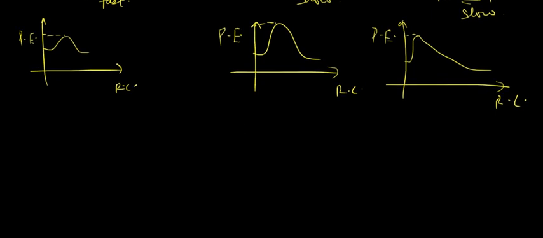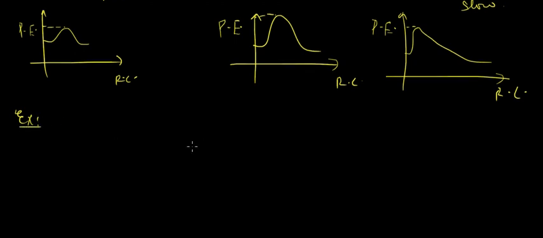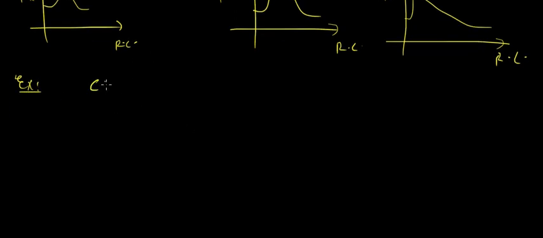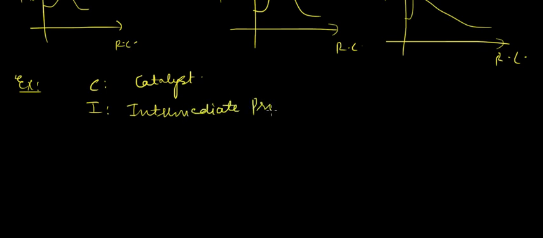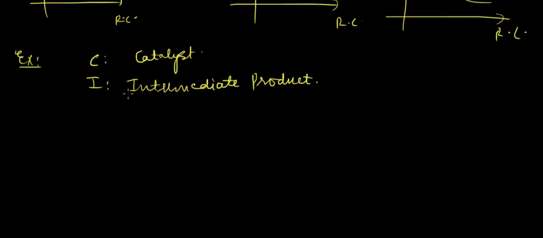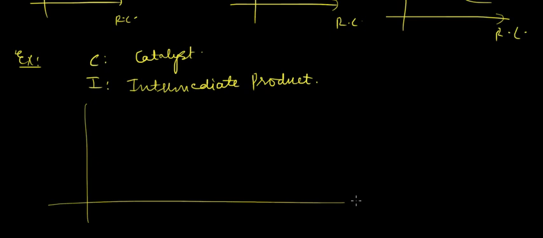Now let's draw another elaborate graph where C is termed as catalyst and I is the intermediate product. So suppose we have this reaction graph. On the y-axis we have potential energy and on the x-axis we have reaction coordinate. Suppose we have a graph like this.